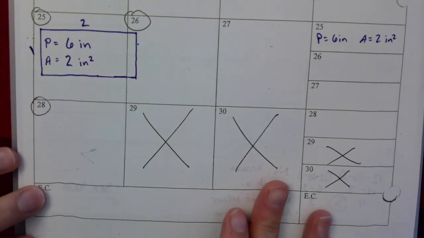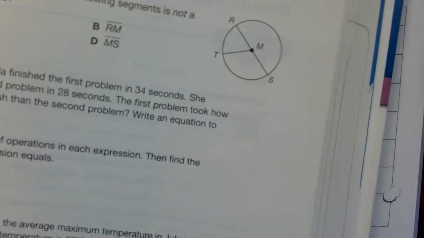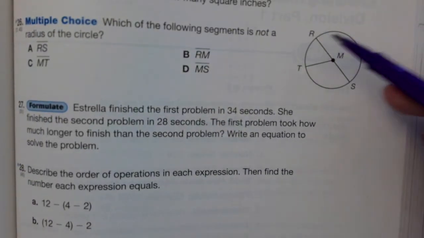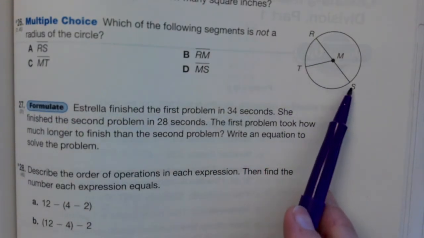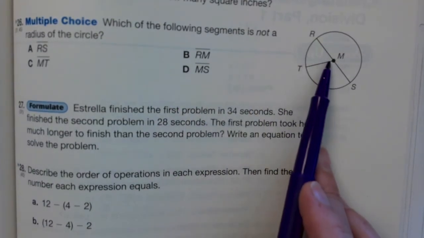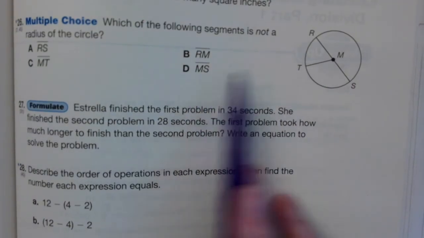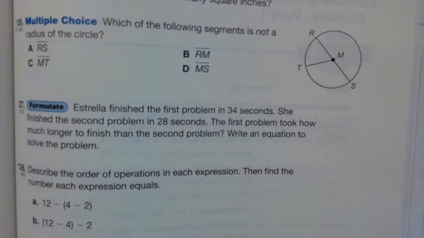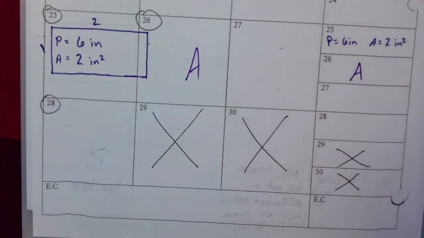26. Which of the following segments is not a radius of the circle? So which one is not a radius? Remember, radius goes from the middle to the side. So RS, oh, that's not a radius, that's a diameter. It goes all the way. What about RM? Yep, that's a radius. MT. Yep. What about MS? Yep, so it's got to be A. A is not a radius.